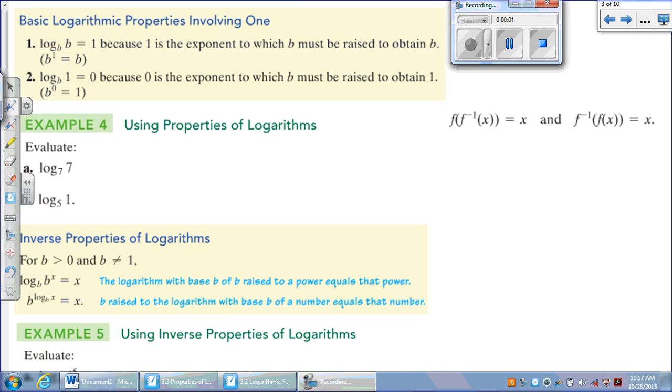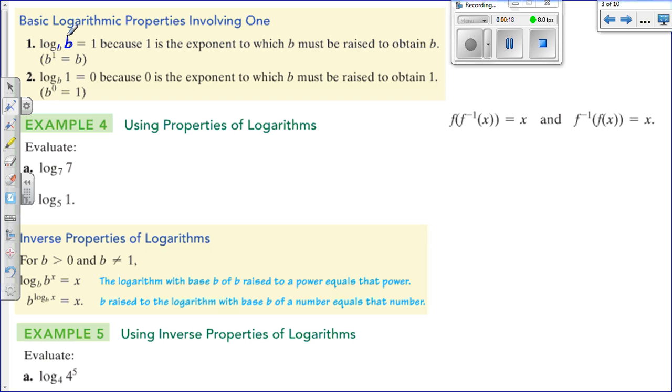We will cover section 3.2, part 2. We're going to start from example 4, but before that, we're going to look at some of the properties of basic logarithms. The first property is that if you take the logarithm of a number and the base is the same number, you can cancel that out and the result will be a 1.